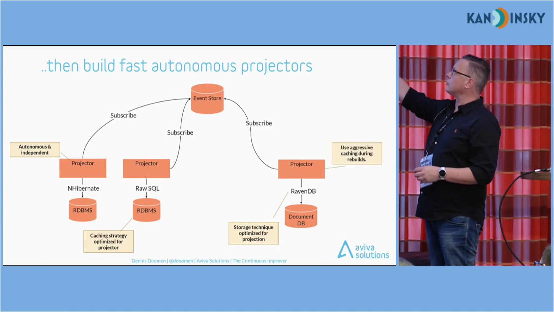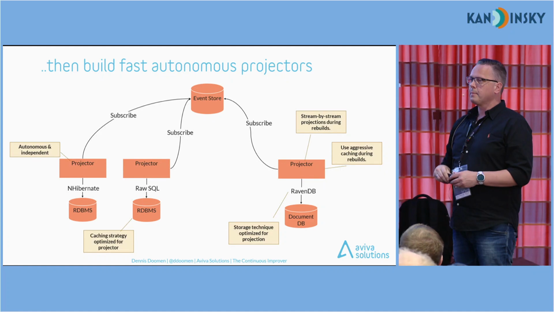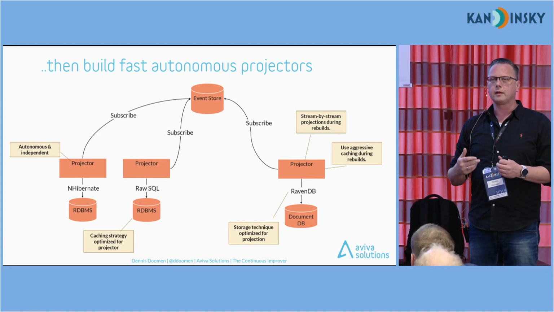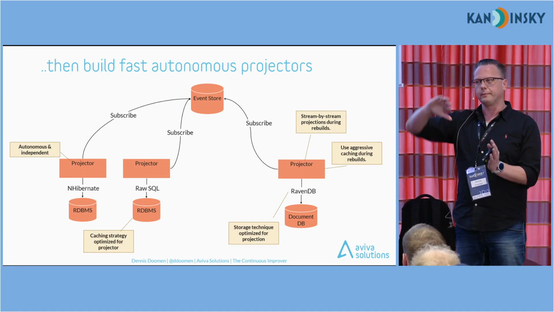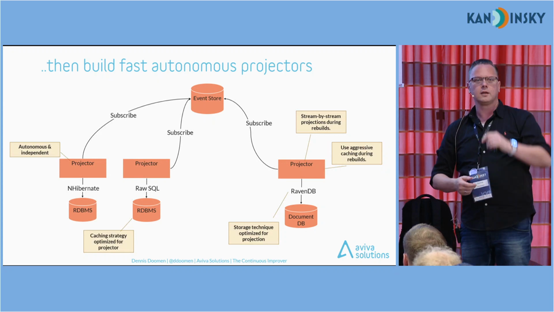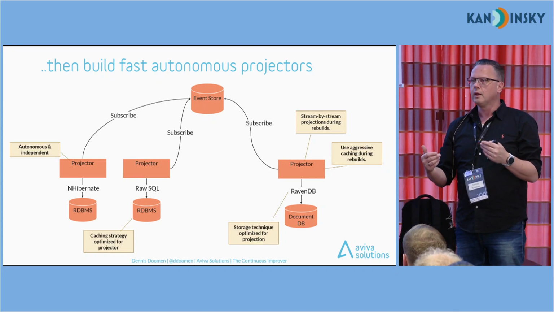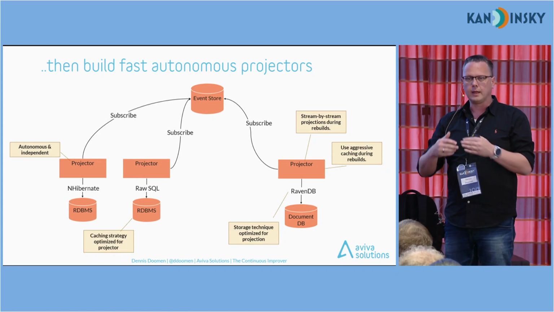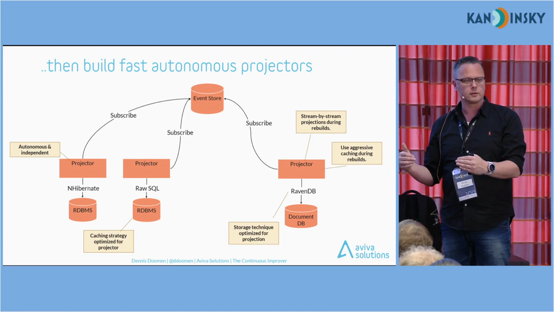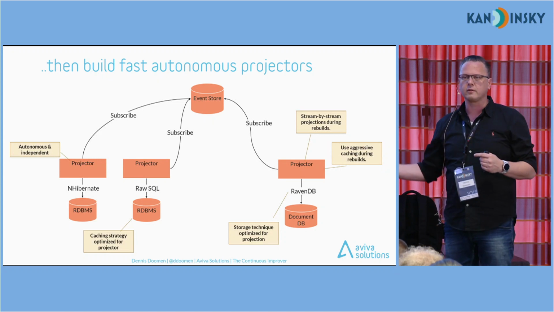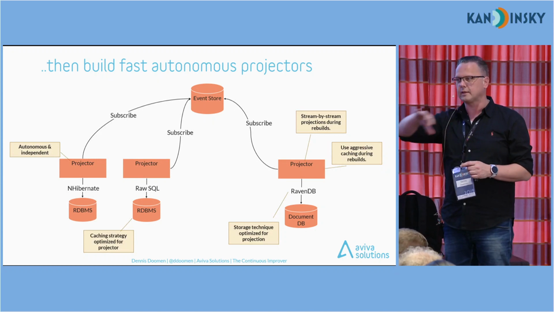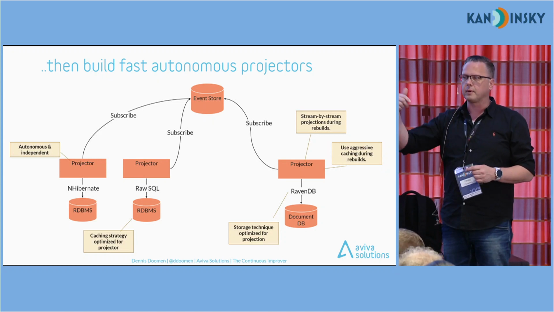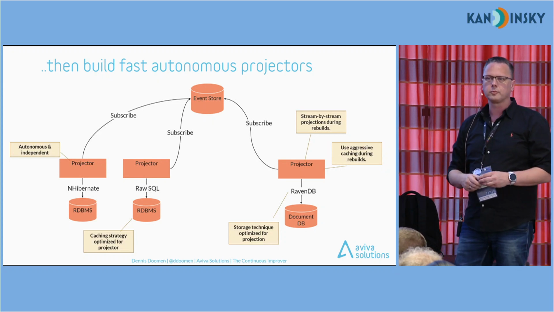Stream by stream is also a nice one here. You can also say, typically a projector is a projection on the events. But if there's a direct correlation between the object you're projecting, like a mortgage application, and the way it's supposed to look in the projection, you can also say, I'm going to load the entire document from the event store and project that separately, instead of doing it event by event. That's a nice optimization technique.